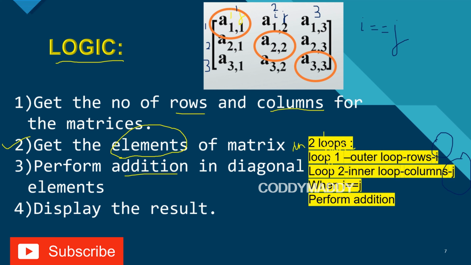So the condition is, if i is equal to j, when the row value is equal to the column value, we have to perform the addition, or else we have to ignore it. And then the last step is we have to display the result. So this is the basic logic for performing the sum of the diagonal elements. So let's see how it can be done.